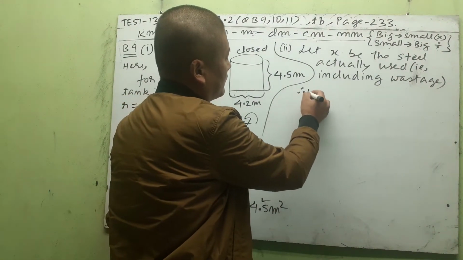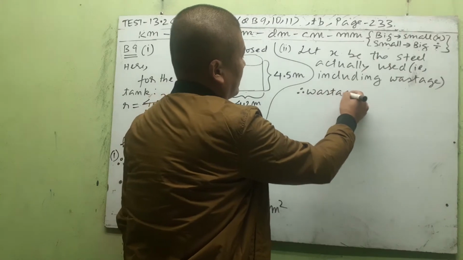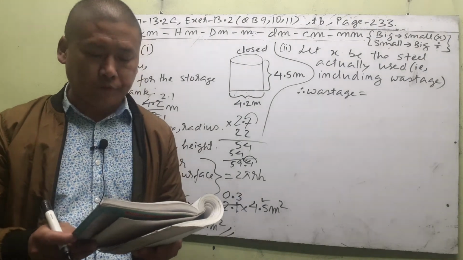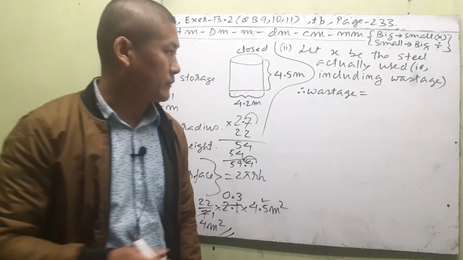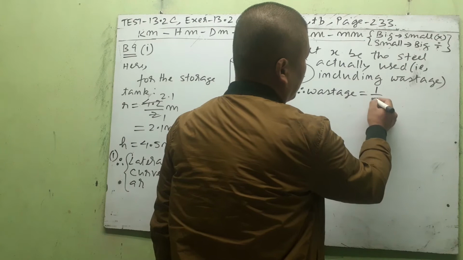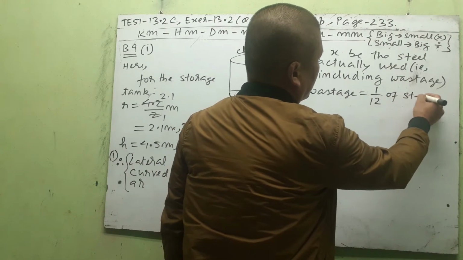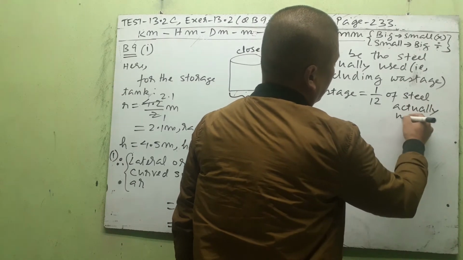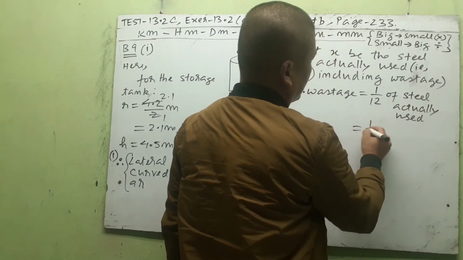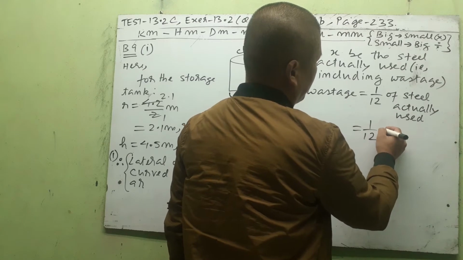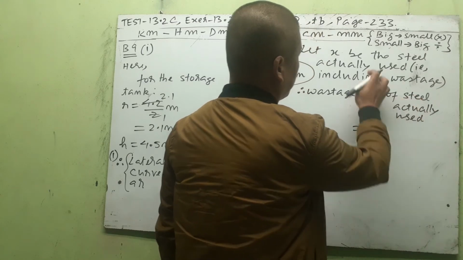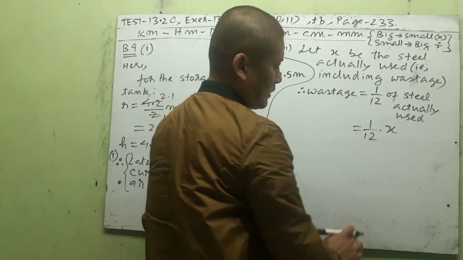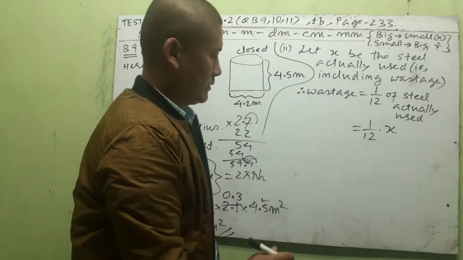So therefore the wastage, looking at your question, is equal to 1 by 12 of the steel actually used. 1 by 12 of steel actually used. So common sense tells us this. 1 by 12 of means into. Steel actually used is here X, including wastage. So 1 by 12 X is wastage.